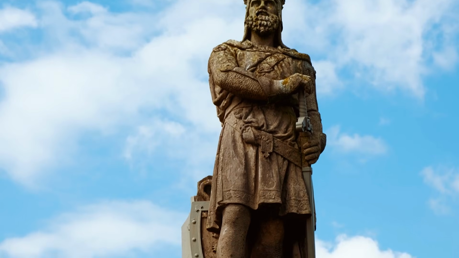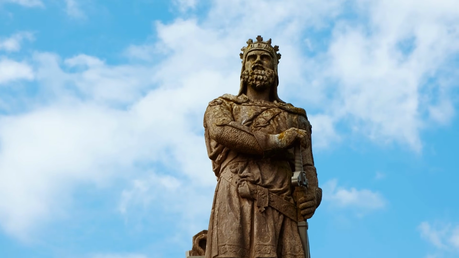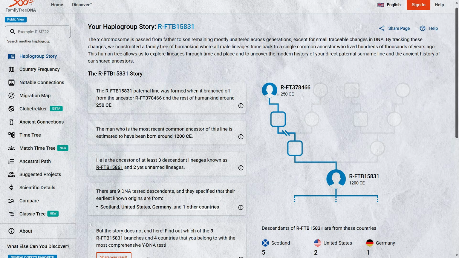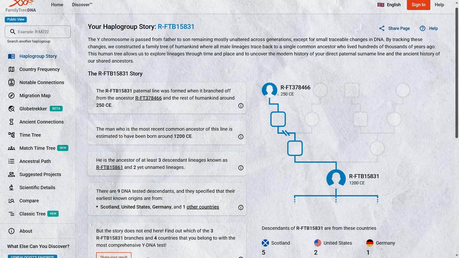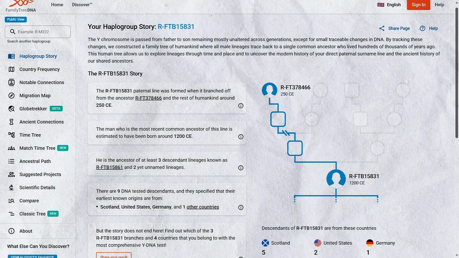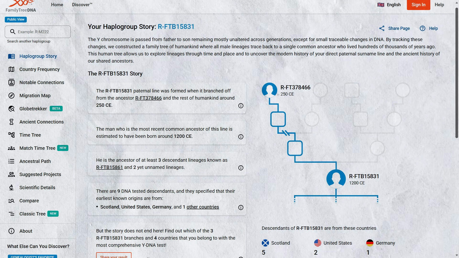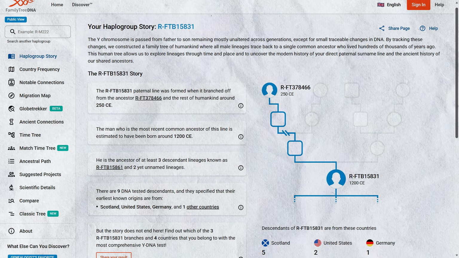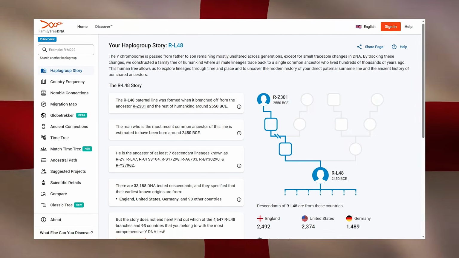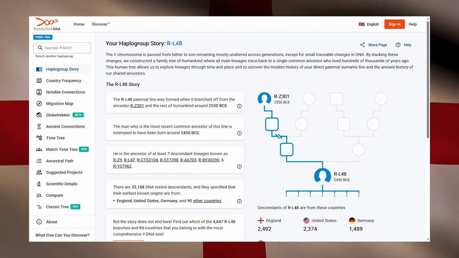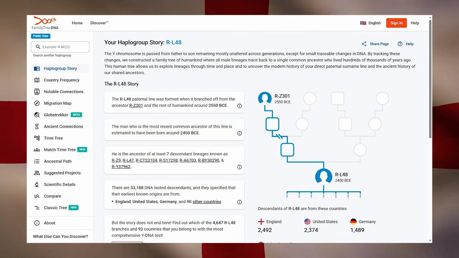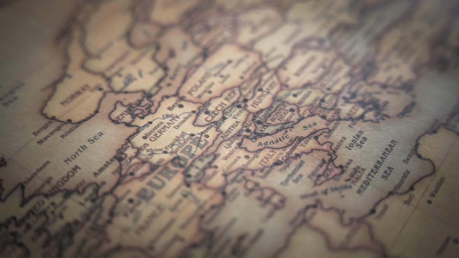We also have a good idea as to the DNA marker of one of the most famous kings of the Scots, Robert the Bruce. Research from the University of Strathclyde indicates that he belonged to R-FTB15831, a branch downstream from R-DF27, which is actually highest in Iberia today. In England, R-L48 is a very common branch of R1b-U106, which is also high in places like the Netherlands and Germany, showing this continental link.